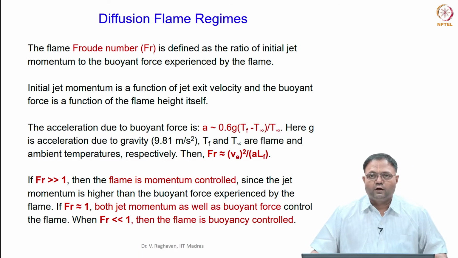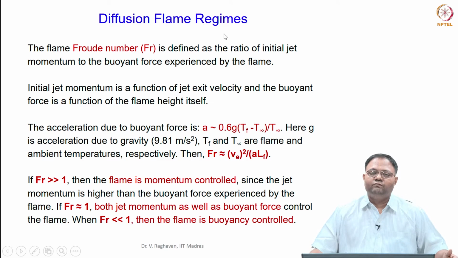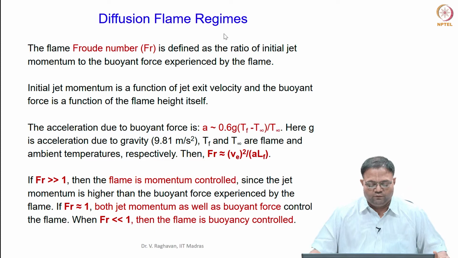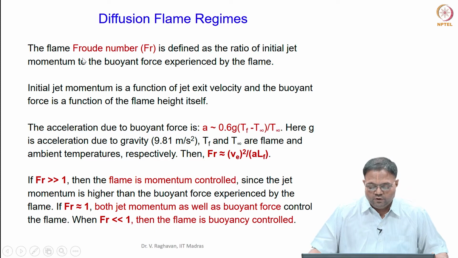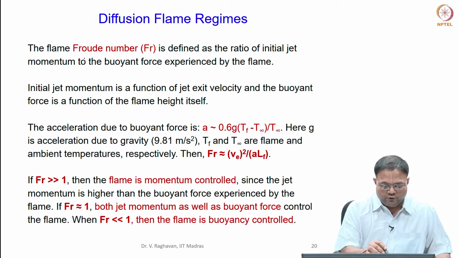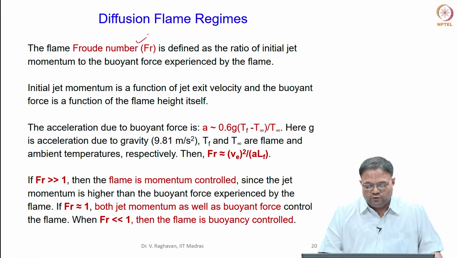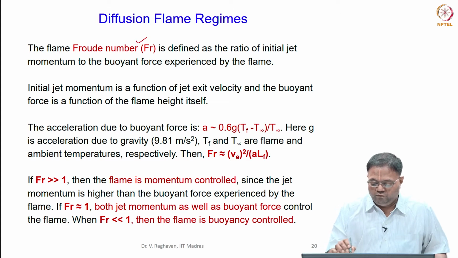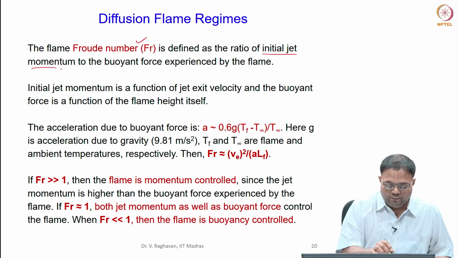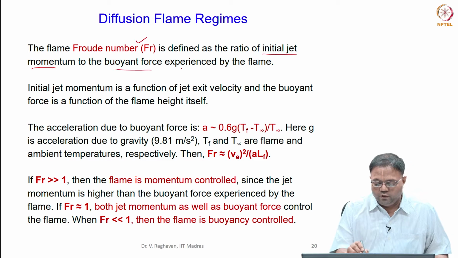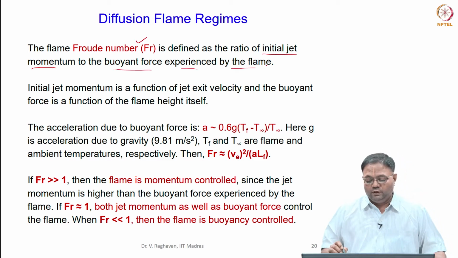Okay, so let us continue with the diffusion flame regimes, that is, which is the controlling aspect of a diffusion flame, for which we define what is called the flame Froude number. This is a ratio of the initial jet momentum to the buoyant force experienced by the flame.